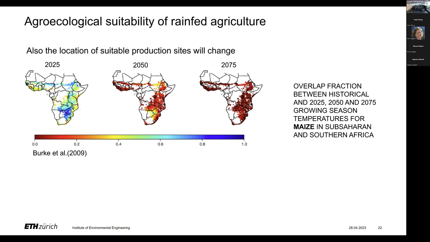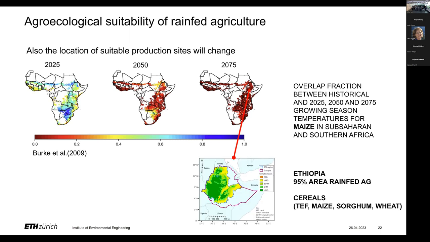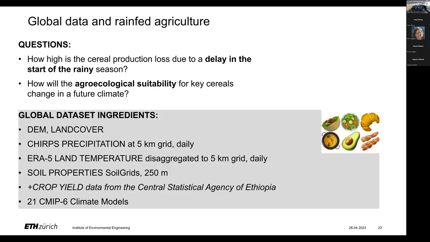So let's look at Ethiopia here. Ethiopia is one of those countries. 95% of the area is rain-fed agriculture. The question we are asking here is how high is the cereal production loss due to a delay in the start of the rainy season? And then the second question, how will the agroecological suitability for key cereals change in the future?